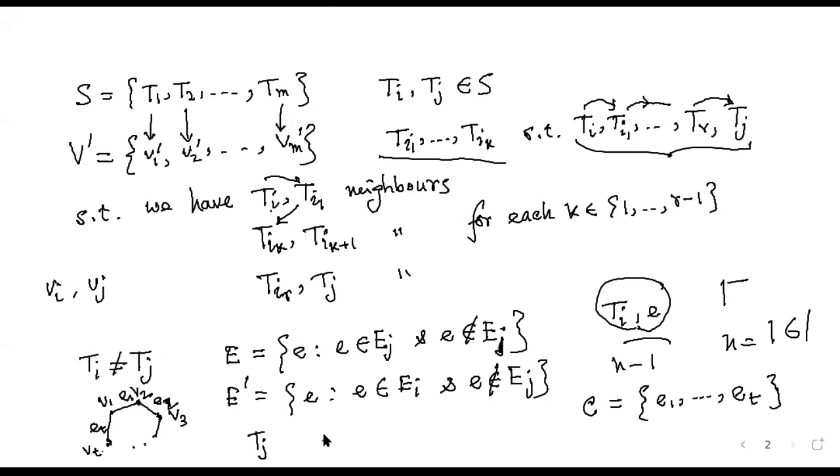So let's pick that edge and call it E prime. Now we remove that edge E prime from this cycle. The graph is still connected because you can travel from every point to every other point. If you remove one edge from a cycle, the graph is still connected. Is that clear?